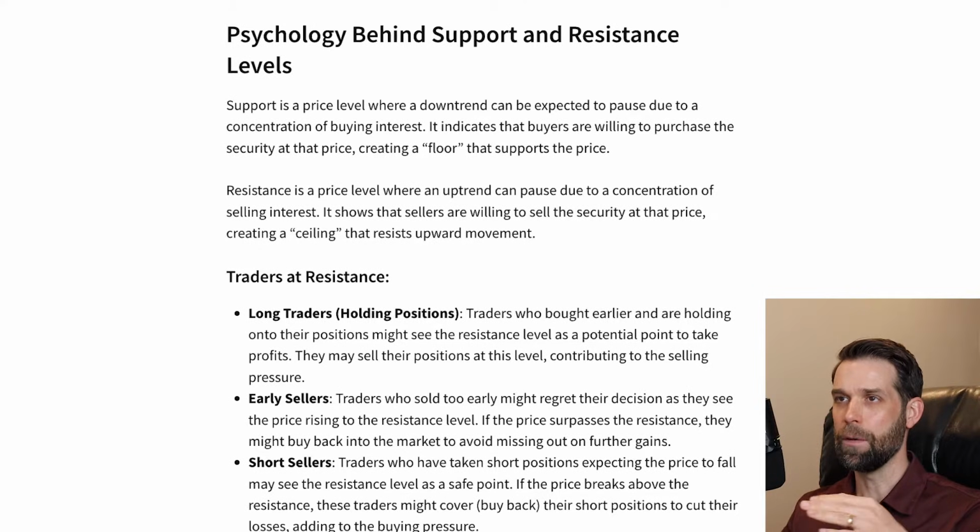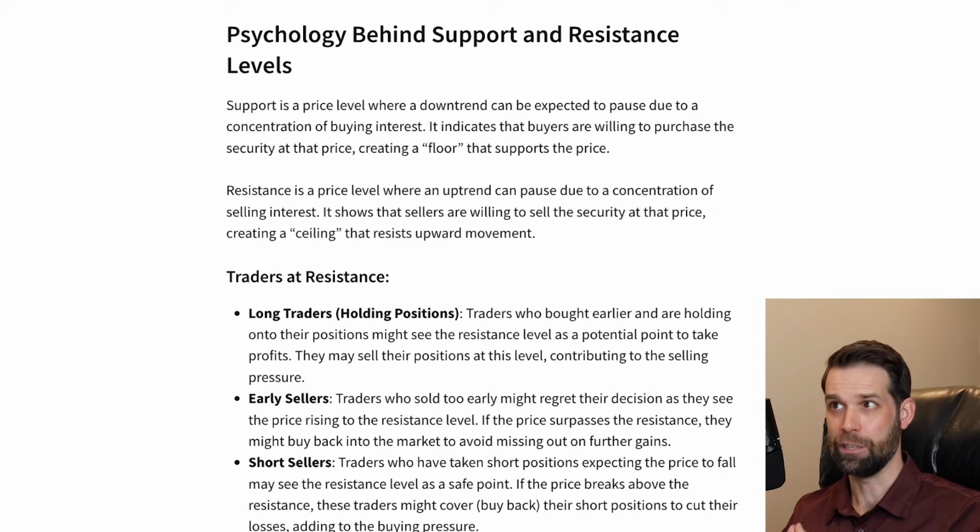So again, support is a price level where a downtrend can be expected to pause due to a concentration of buying interest. So it indicates that buyers are willing to purchase the security at that price, creating a floor that supports that price. And then on the other hand, resistance is a price where an uptrend can potentially pause due to a concentration of selling interest. So it shows that sellers are willing to sell the security at that price, creating a ceiling.